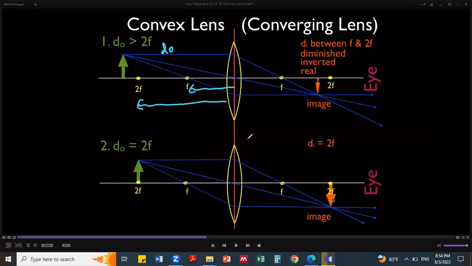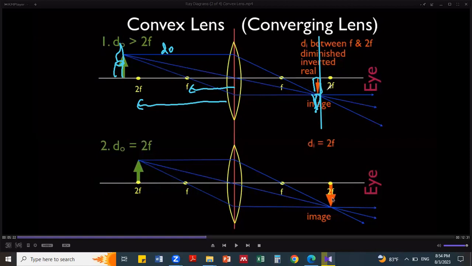If you keep a screen here, a white paper or a cardboard, you can get this image. If you light up a candle here, students, you can get the candle flame upside down. The candle you get upside down here, like this. Did you get it? That means this image is real. Why? We can capture that on the screen. And this image is upside down, inverted.